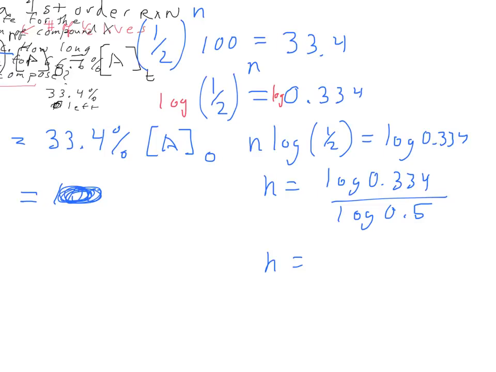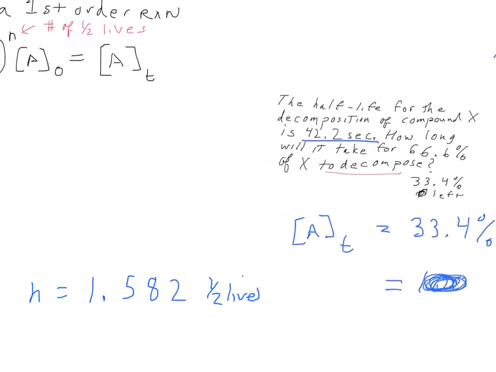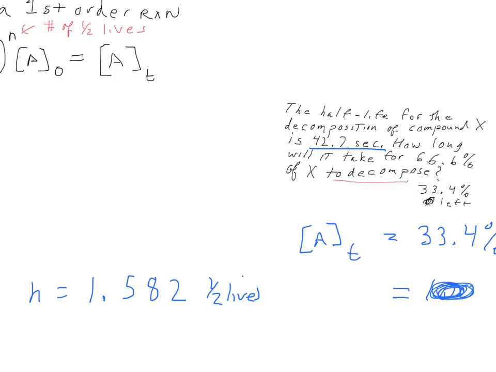No, I punched in my calculator wrong. Log 0.334 divided by the log of 0.5. There we go. That gives you 1.582. And what's n? n is the number of half-lives. So I have 1.58 half-lives. And according to my problem, each half-life is 42.2 seconds.